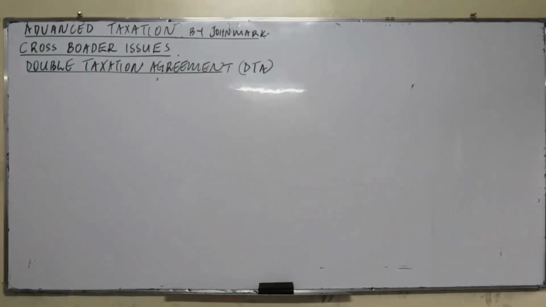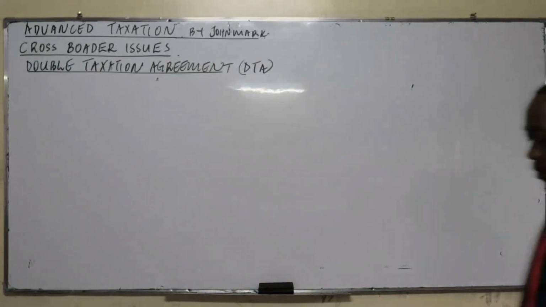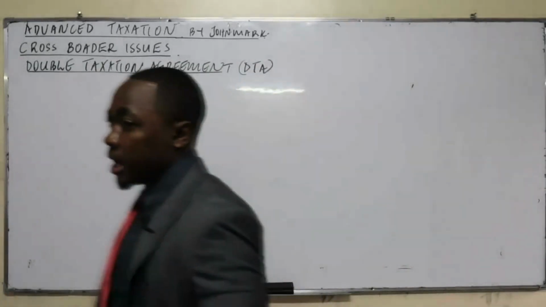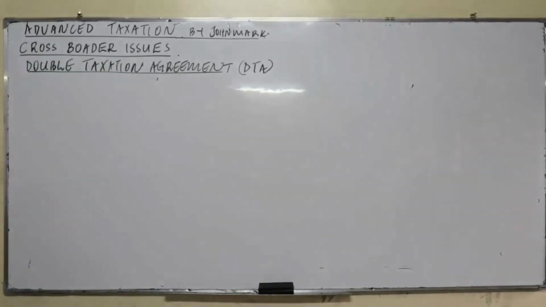Aggregate the total income. Aggregate means you sum. Aggregate the total income from Kenya and foreign country.